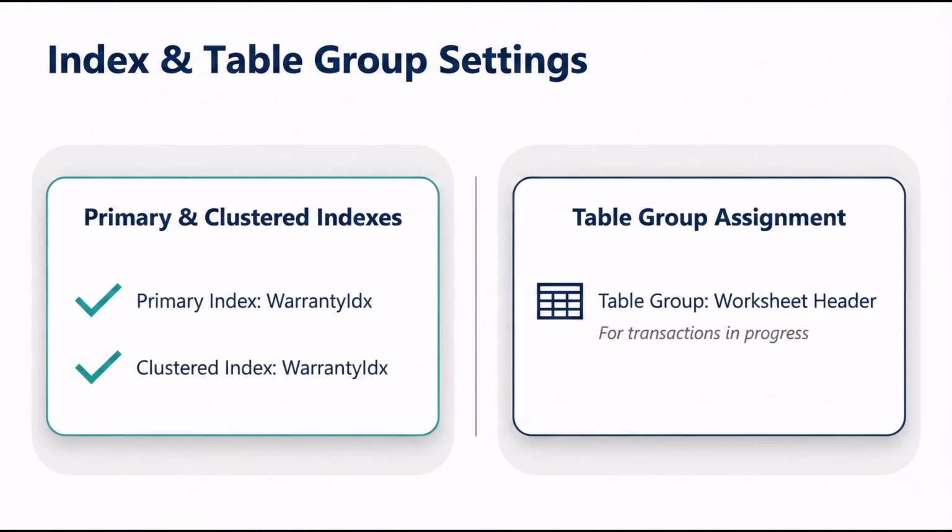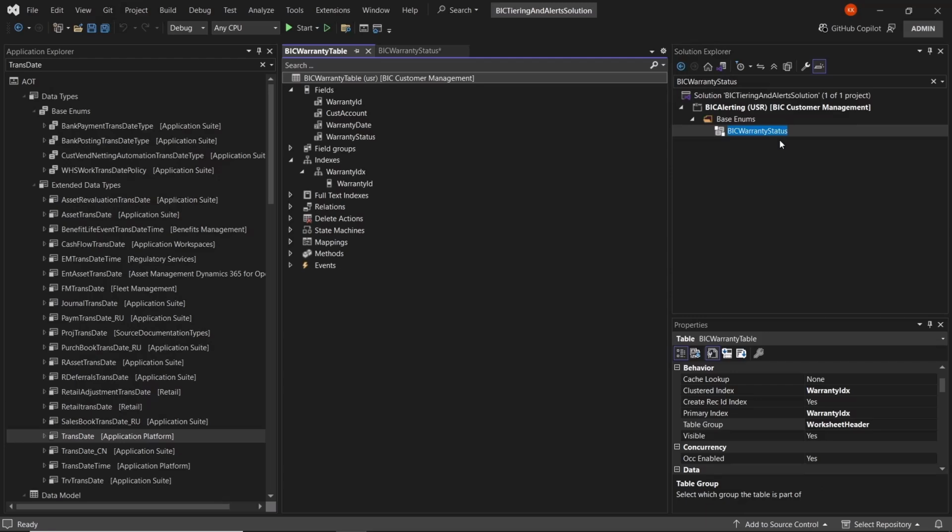Just a quick explanation here. We set both the primary and clustered index to WarrantyIdx. This ensures unique lookups and physically sorts the data on disk. And for the table group, we chose worksheet header. Why? Because this is a transaction in progress, like a sales order header. This helps the system apply the right caching strategy, unlike static master data.